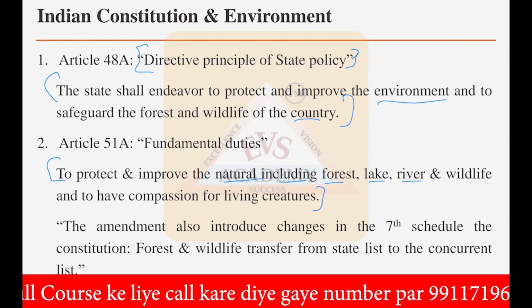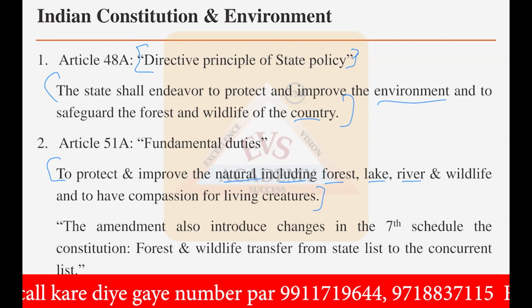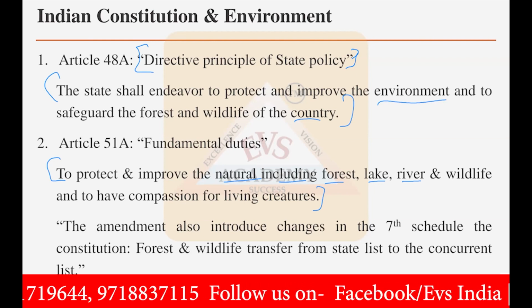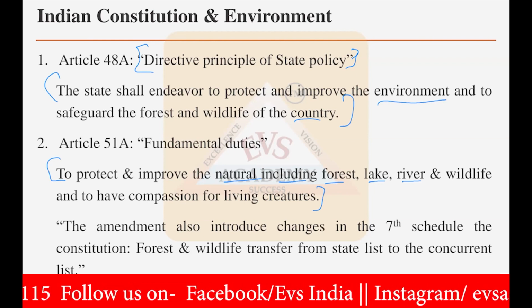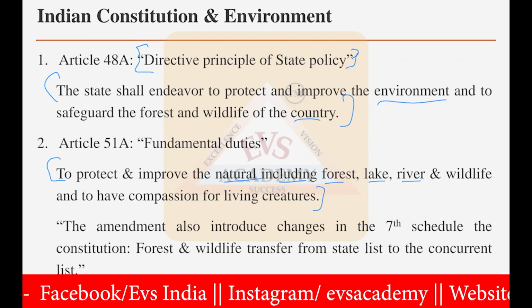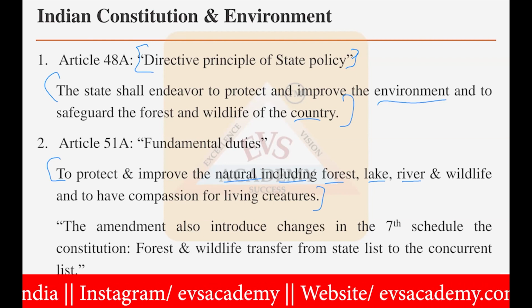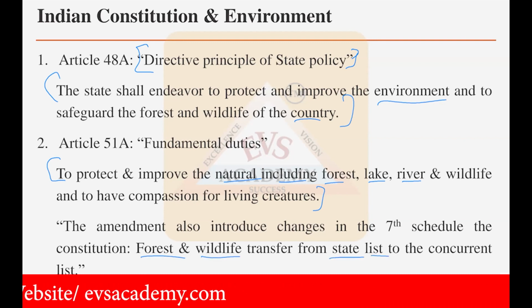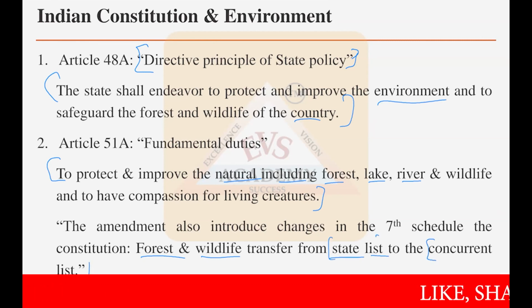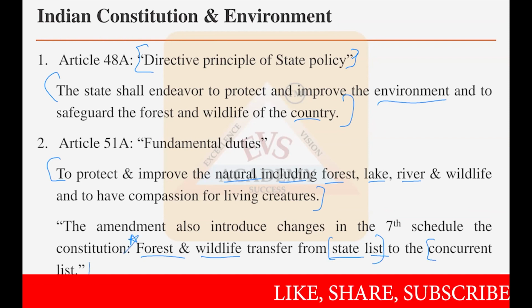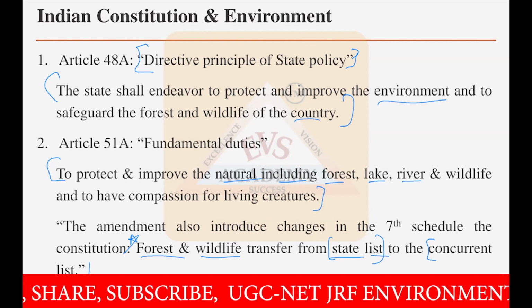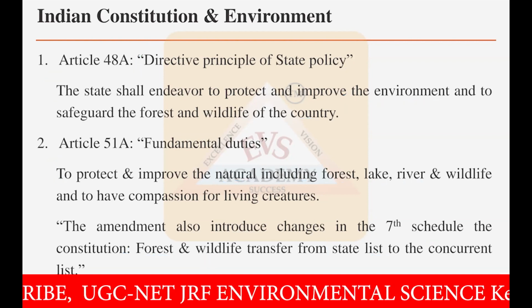The amendment also introduced changes in the seventh schedule of the Constitution, and that is the forest and wildlife were transferred from the state list to the concurrent list. So there's one thing that was changed in the seventh schedule after the introduction of these articles. It means forest and wildlife are transferred from the state list to the concurrent list. So that one thing you also have to remember. So this is what we have about the articles in the Indian Constitution.